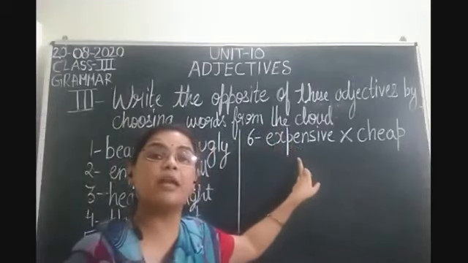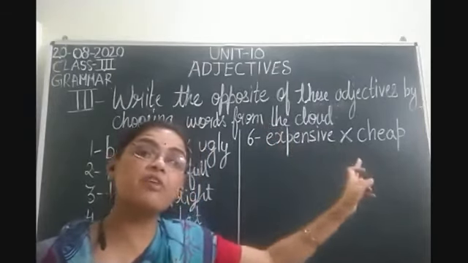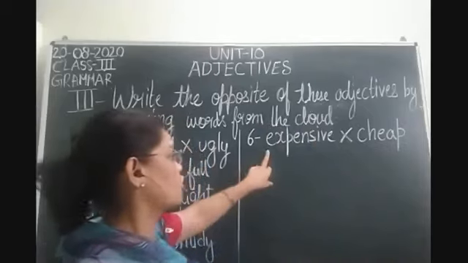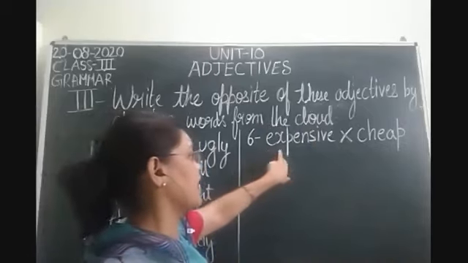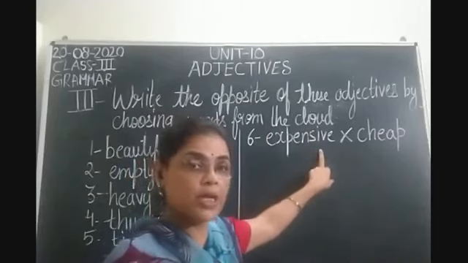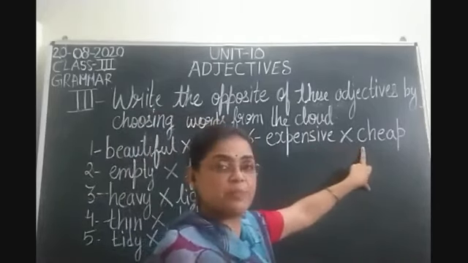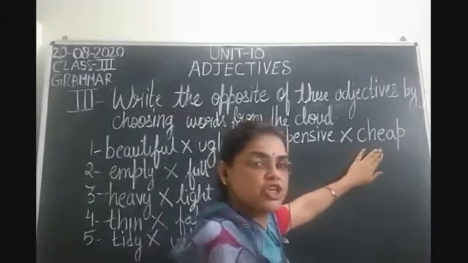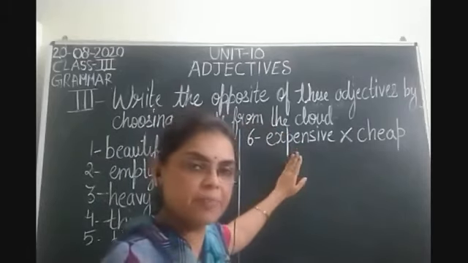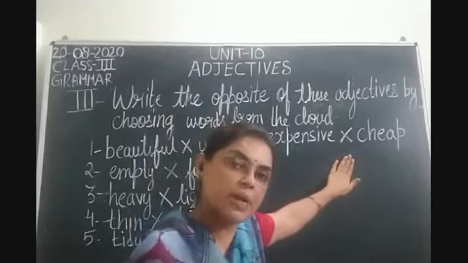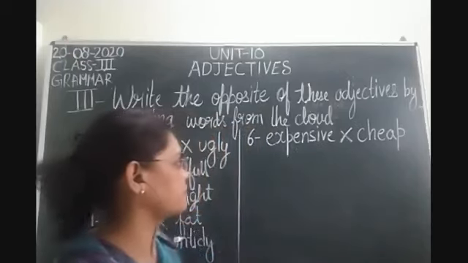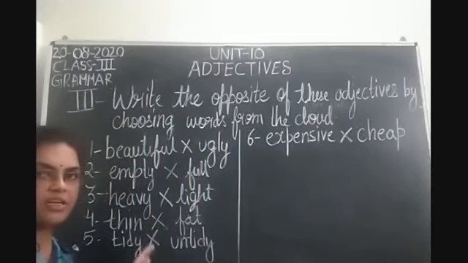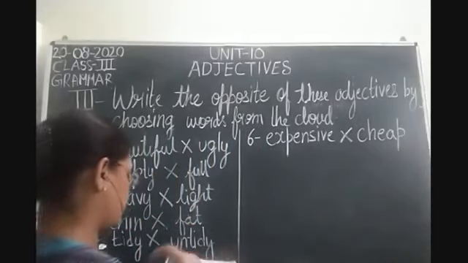So and you must learn the spelling of expensive children, because if the word cheap comes you have to write the spelling of expensive. So the spelling of expensive is EXPENSIVE, and the spelling of cheap is CHEAP. Expensive, cheap, cheap, expensive. I hope students, all of you have written the sixth opposites.